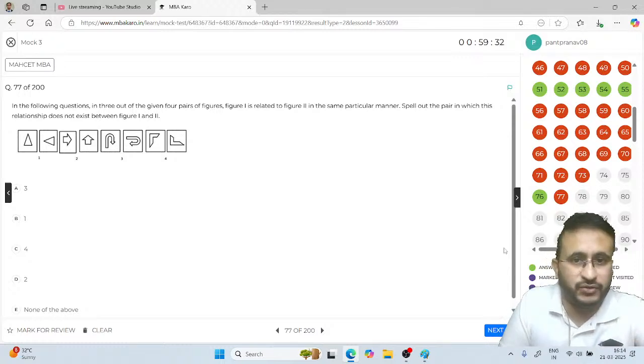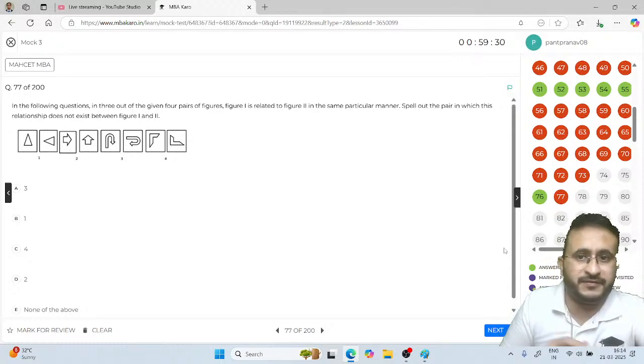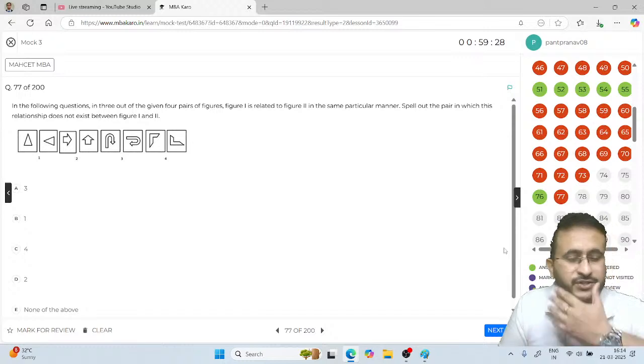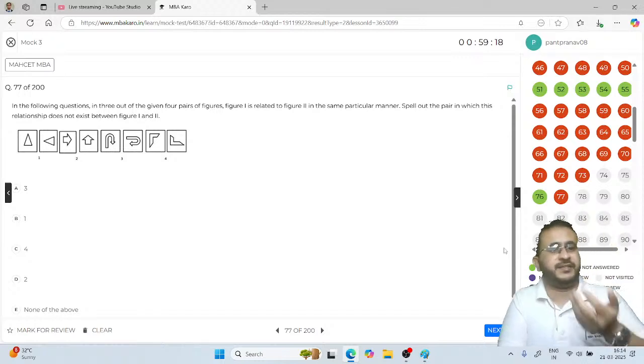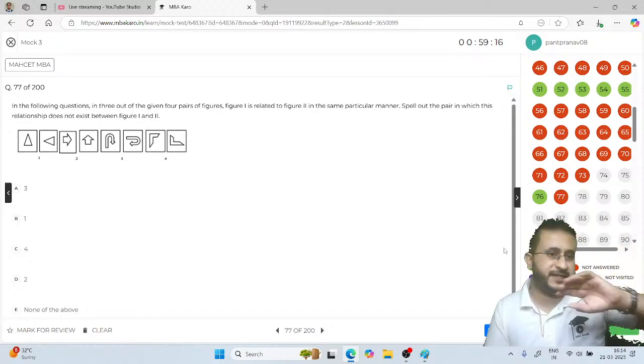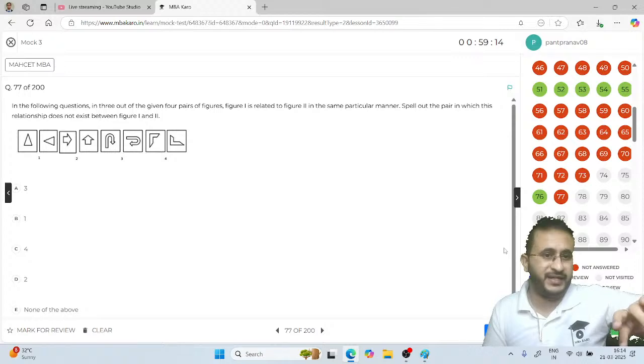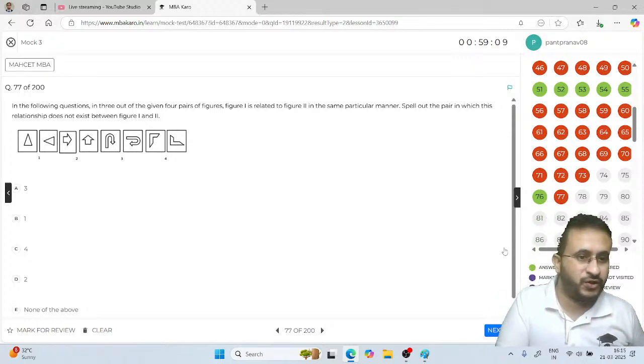3 out of 1 is related to 2 in the same particular manner. We have to tell in which the relation does not exist. Okay, so 1 and 2 is related. So rotation, rotation. So if you see 1 and 2, like in first figure it is anti-clockwise rotation, anti-clockwise. This is clockwise. In third one, it is clockwise rotation.